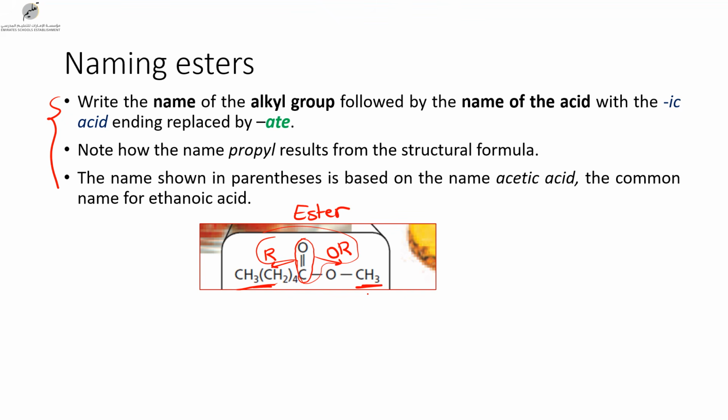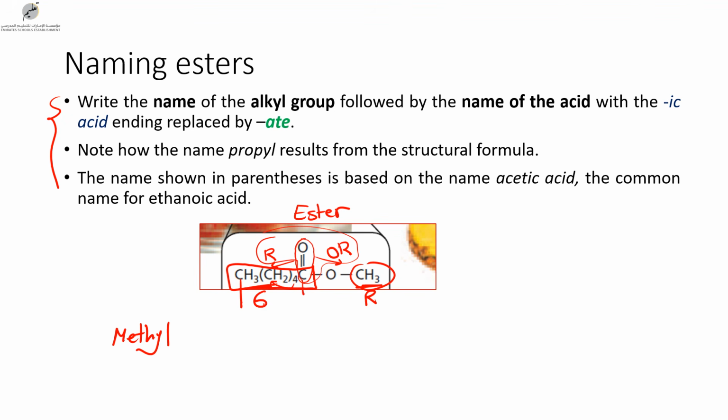So this is the R, or the alkyl group that replaced the H from the carboxylic acid, right? So we come here and we write methyl. Okay, that's the first part of the name. Now let's go to this part here. How many carbons are here? 1, 2, 3, 4, 5, and then 6. So 6 carbons, right?